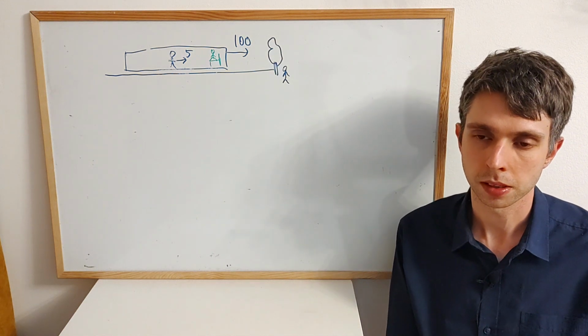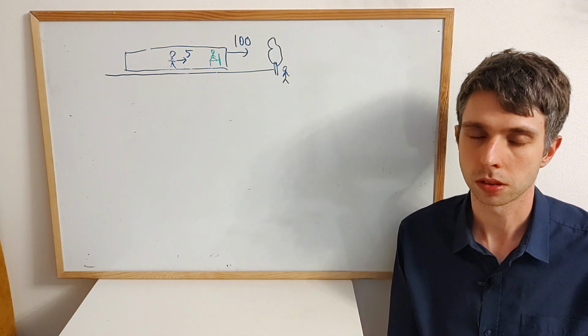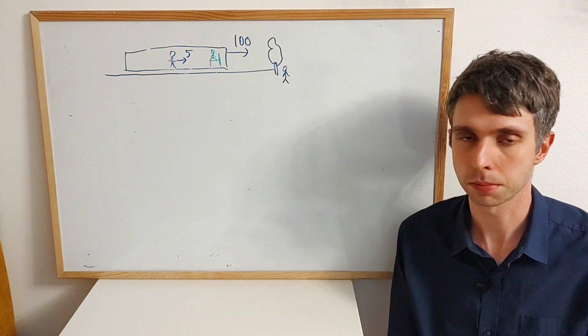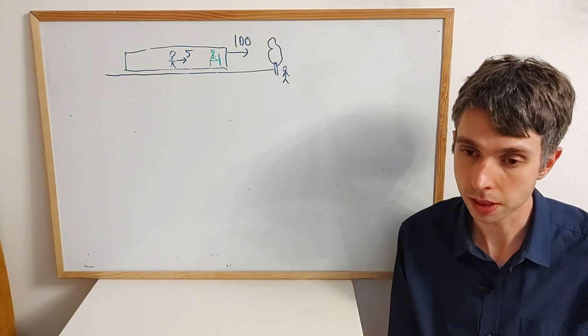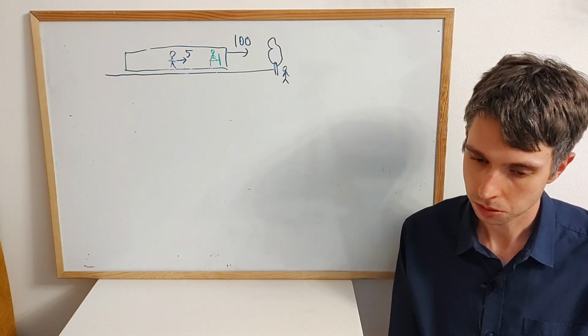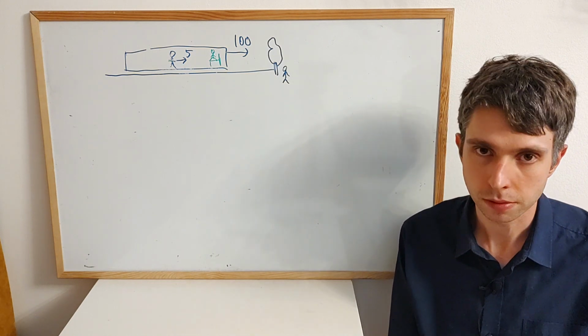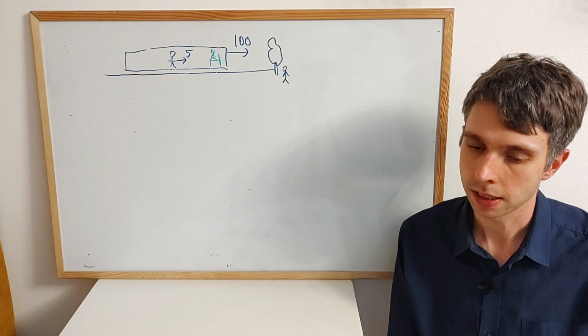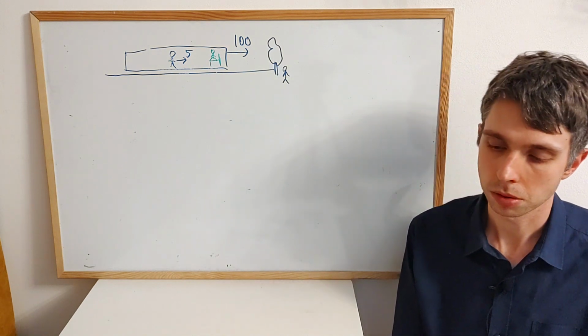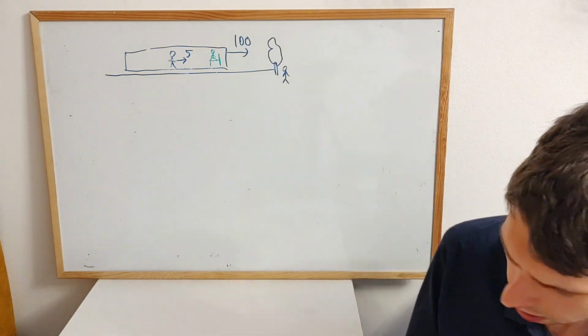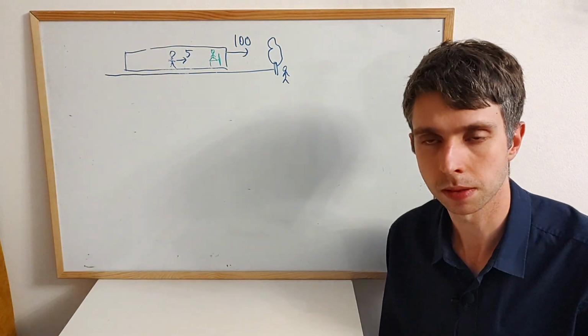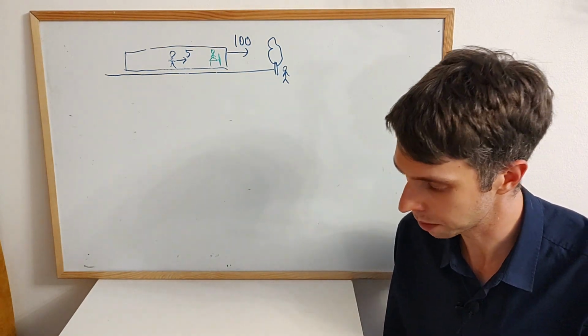Hello everybody, welcome to another video in which I try to explain physics as simply as possible but not simpler. And today we will discuss the topic of relative motion, relative speed. So let us talk about everyday life examples.